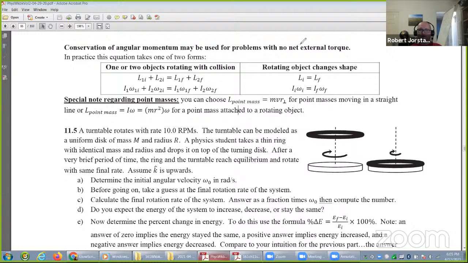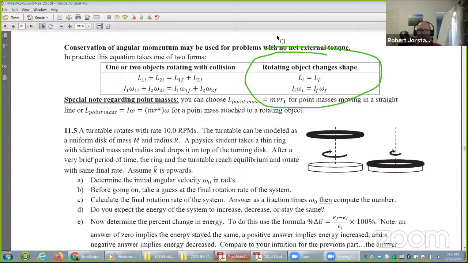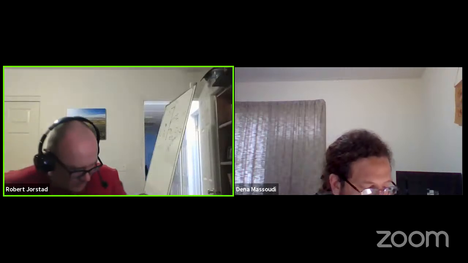Now, what I would like to focus on next is this other type of problem that we haven't done yet: a rotating object that changes shape. The classic example would be a figure skater. You're spinning around with your arms out or in. This is not going to work too well with headphones, but yeah. Obviously, if you bring your arms out or in, you change your shape. But let's look at another example.